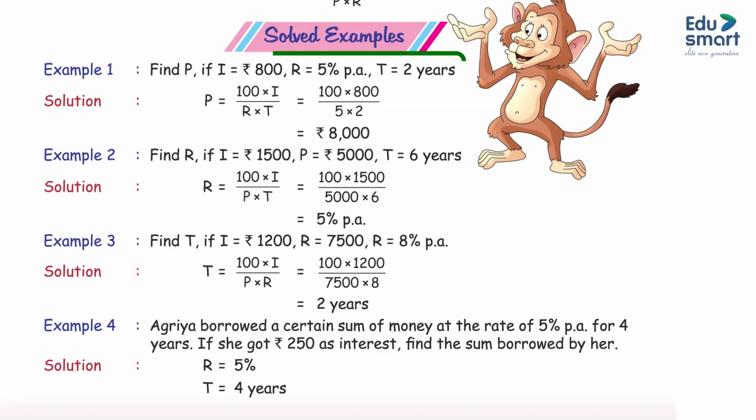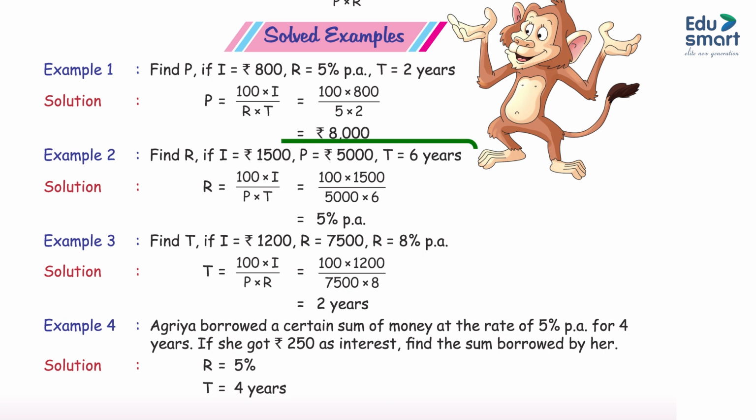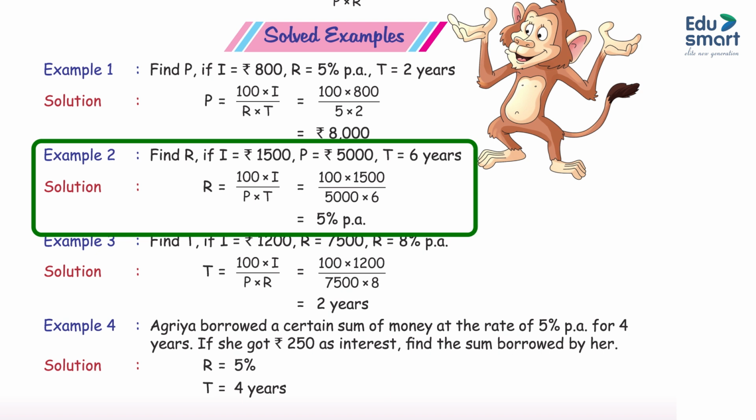Solved example. Example 1. Find P if I equals rupees 800, R equals 5% PA, T equals 2 years. Solution: P equals 100 into I upon R into T equals 100 into 800 upon 5 into 2 equals rupees 8,000. Example 2. Find R if I equals rupees 1500, P equals rupees 5000, T equals 6 years. Solution: R equals 100 into I upon P into T equals 100 into 1500 upon 5000 into 6 equals 5% PA.